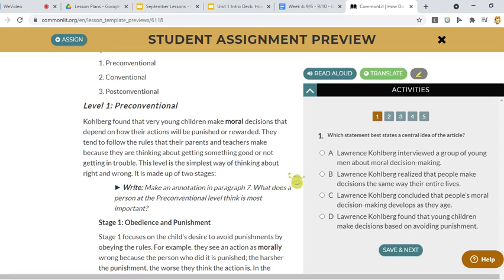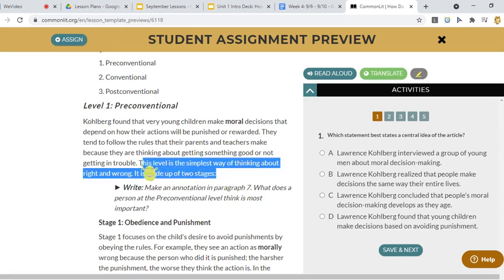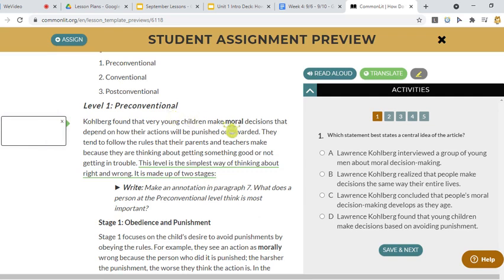Before we get to those 2 stages, though, it's telling us to make an annotation in paragraph 7. What does a person at the pre-conventional level think is most important? So we'll just highlight this over and put a text there. This is the youngest level, the smallest level. This is where young children think, am I going to get punished or rewarded for my actions? So it's asking us, what does a person at the pre-conventional level think is most important?